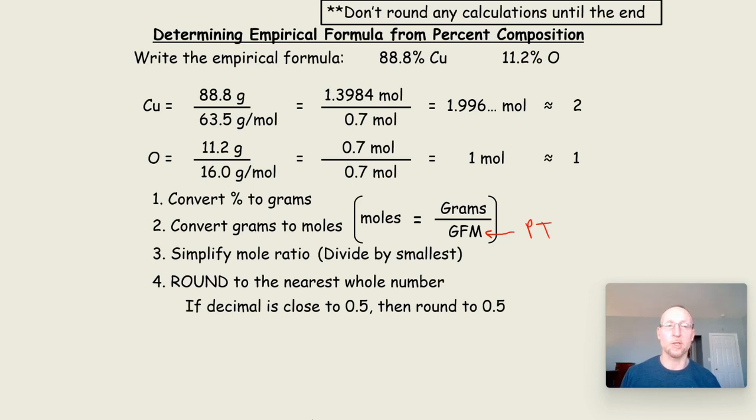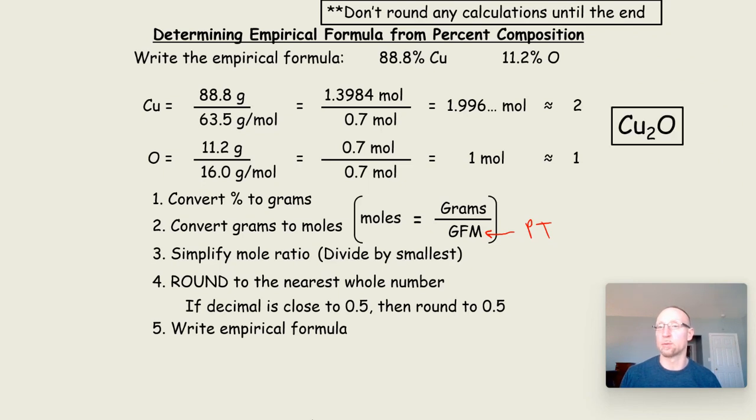So what are we left with? A 2-to-1 ratio. So now we write our empirical formula. There's 2 coppers for every 1 oxygen, so Cu2O, and that's our answer. I'm going to give you the elements in the order that they're going to be in the formula, so you don't have to figure out who comes first. You just have to write the element with its subscript. So 2 coppers and 1 oxygen: Cu2O. Done.